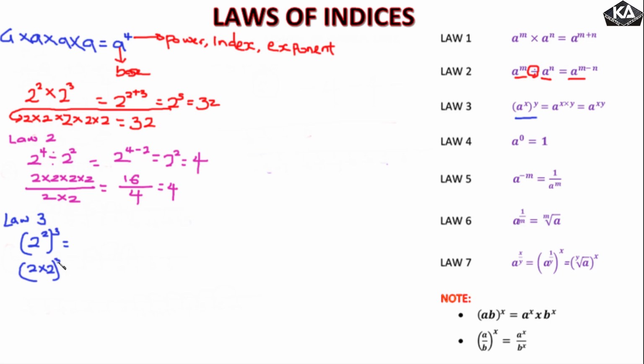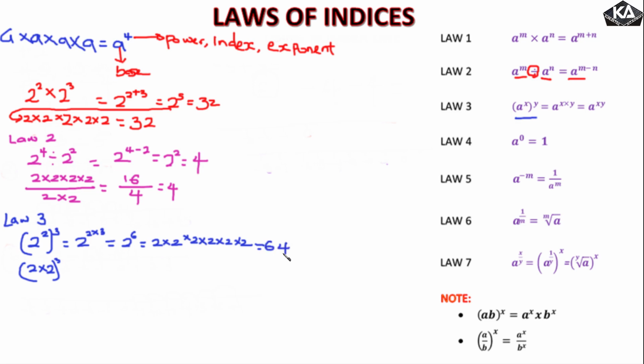Then the law of indices says, when you have this 2 raised to power 2, multiply the powers together. Now, when you use the law of indices here, you have 2 raised to power 2 times 3, and that's 2 raised to power 6. Then what is 2 raised to power 6? 2 raised to power 6 is 2 times 2 times 2 times 2 times 2 times 2. 2 times 2 is 4, 4 times 2 is 8, 8 times 2 is 16, 16 times 2 is 32, 32 times 2, that's 64.